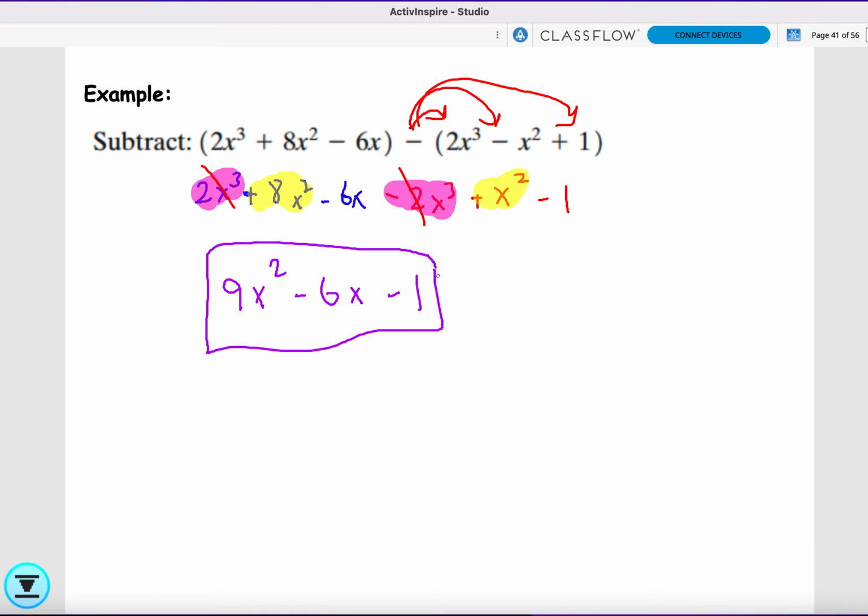So if you cannot combine anything to anything else, you just bring it down in your final answer. So there was nothing to combine the negative 6x with. There was nothing to combine the negative 1 with. So keep that in mind as you move on, alright?